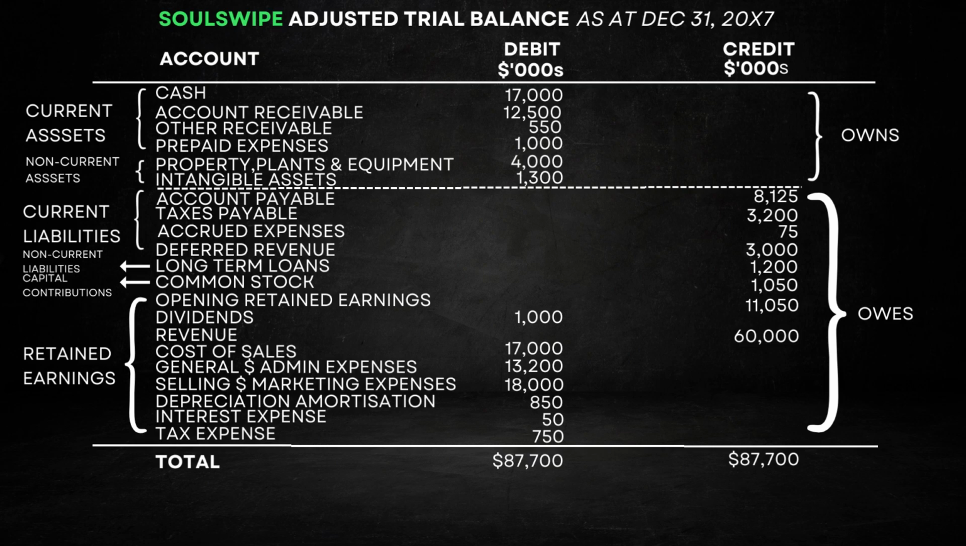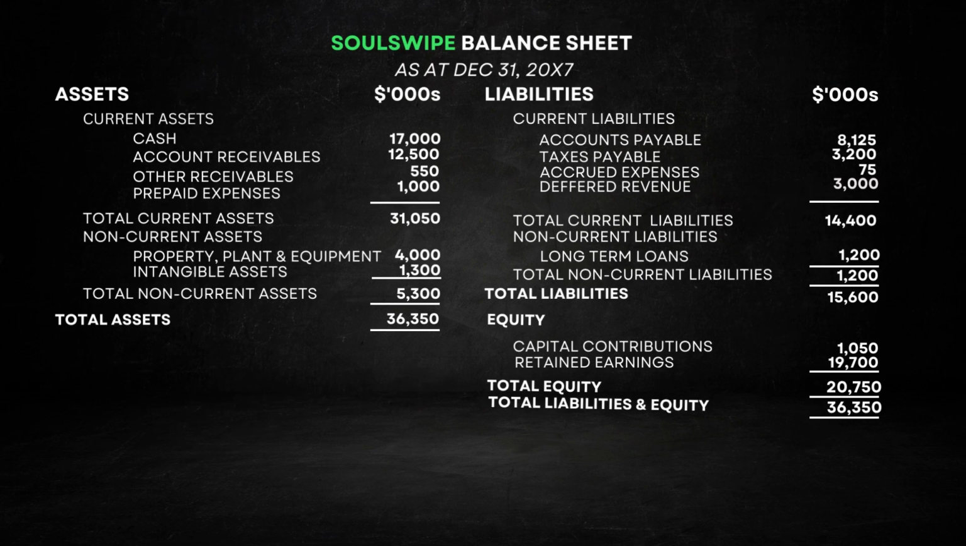By putting all the numbers together, we have $31,050,000 in current assets and $5.3 million in non-current assets. On the liability side, we have current liabilities totaling $14.4 million and non-current liabilities amounting to $1.2 million. The equity section shows $1,050,000 as common stock and $19,700,000 as retained earnings. When we add up the total assets and compare them to the total liabilities plus equity, we can confirm that this detailed balance sheet is in balance.